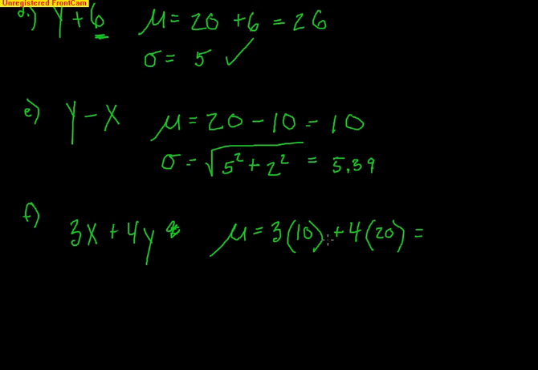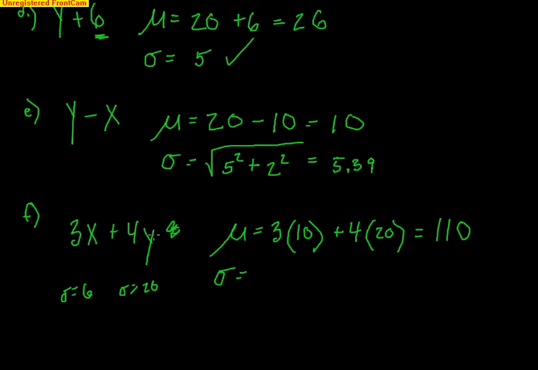Oh boy, I can't use my calculator. 3 times 10 plus 4 times 20. That is 110. Okay? That's easy. Sigma, not so easy. The first thing you have to understand is for the x, we're just tripling. So it'd be 3 times 2, so the standard deviation here is 6 for the 3x. The standard deviation here would just be 4 times 5, which would be 20. Because remember, you're allowed to multiply if you're just tripling or quadrupling. So it'd be 3 times the 2, 4 times the 5: 6 and 20.